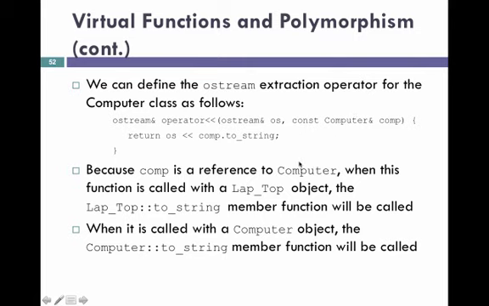And because comp is a reference to computer, we can call this method and have comp point to a laptop object. And because of polymorphism, if we declared toString to be a virtual function and we've overridden it in the derived class laptop, then depending on whether this reference points to a laptop instance or to a computer instance, that will determine which toString member function we will call.